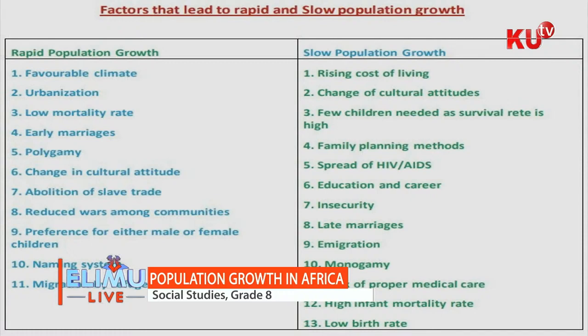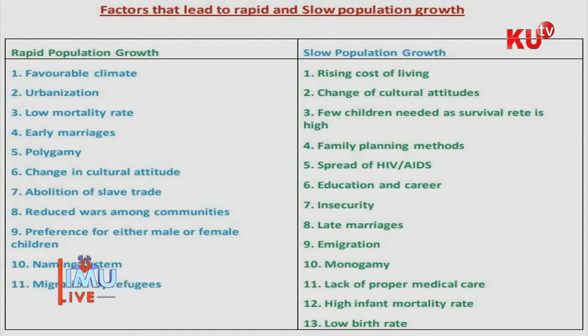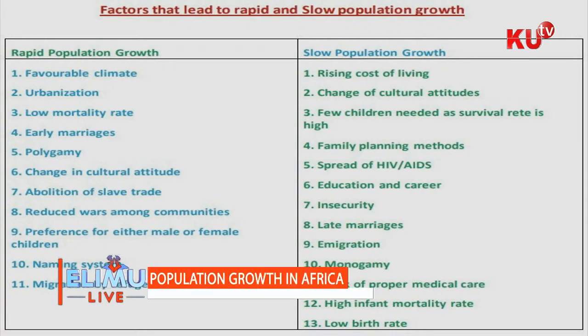Then number 8 is reduced wars among communities. Remember, we're looking at Africa. There are countries in Africa where you cannot settle due to wars. But if we have areas with reduced wars, then it means we are going to have a rapid population growth.